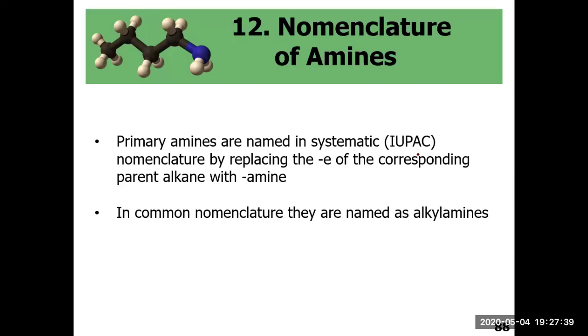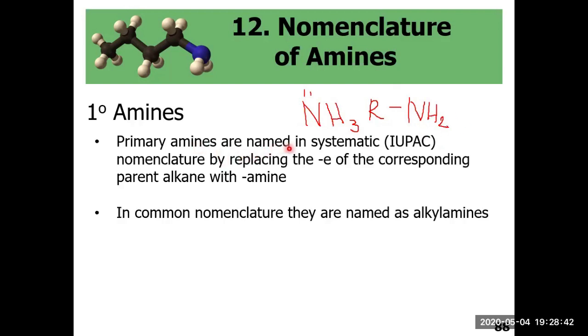Now, amine compounds are considered to be derivatives of ammonia. In ammonia, you have a nitrogen that is bonded to three hydrogen atoms. For amines, they have a nitrogen atom in which any of these hydrogens can be replaced by an alkyl group. So you can have one alkyl group bonded to the nitrogen, with two hydrogens bonded to the nitrogen, and these are primary amines. Now, we also have secondary amines and tertiary amines, which we will discuss in a while.